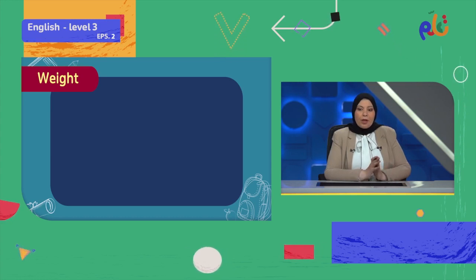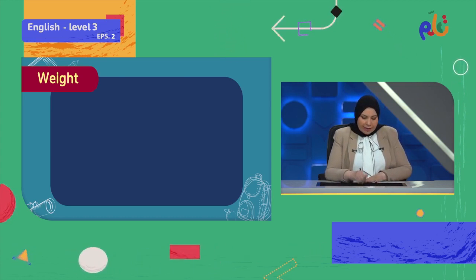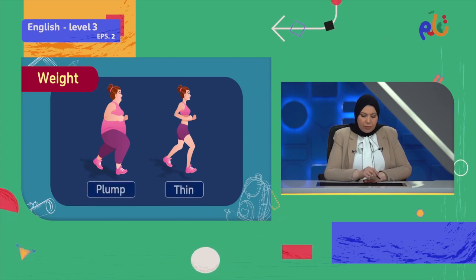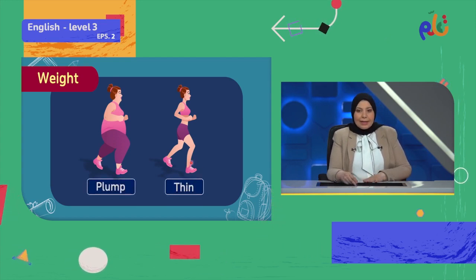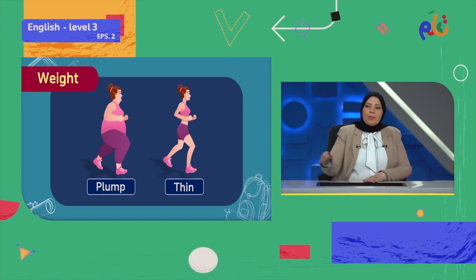So now we have talked about general looks, and we talked about height. We also have weight. For weight, we have different words. The first thing that we have is plump and thin. When we talk about weight in general, weight is a very sensitive thing. When we talk about weight, the topic is a bit sensitive. So that's why we need to choose and select our words.